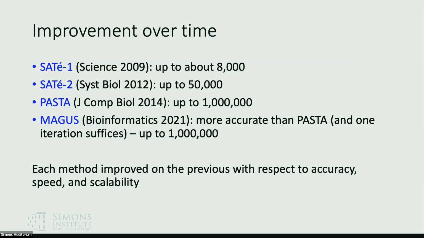You just have to use something that's not off the shelf. One could say PASTA is off the shelf, but PASTA has been around for a long time. MAGUS is now better than PASTA, and it's using MAFFT on subsets. MAFFT is great, but it doesn't scale to large data sets.